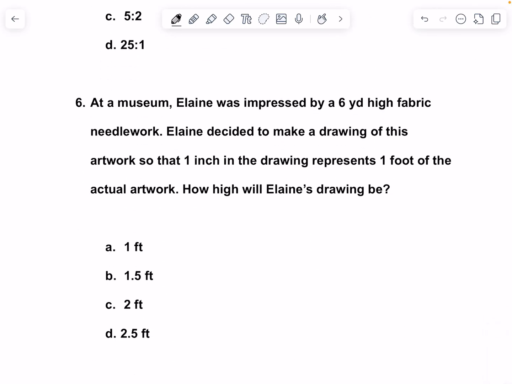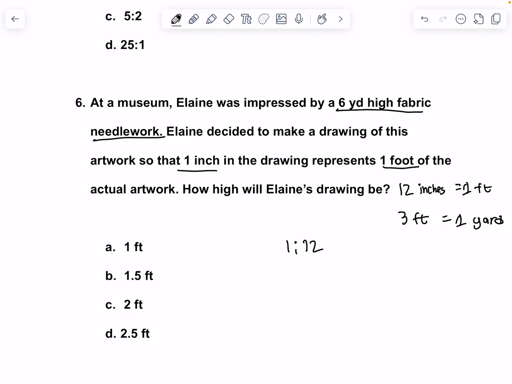Number 6 says, at a museum, Elaine was impressed by a 6-yard high fabric needlework. She decided to make a drawing of this artwork so that 1 inch represents 1 foot of the actual artwork. How high will her drawing be? So we need to establish conversion rates again. 12 inches is equal to 1 foot, and 3 feet is equal to 1 yard.